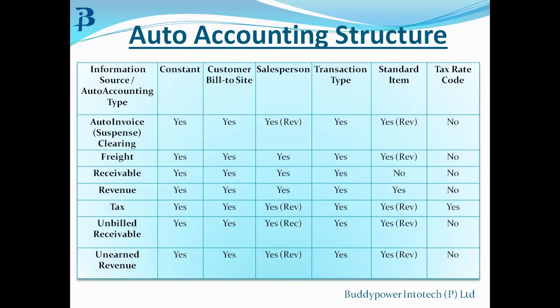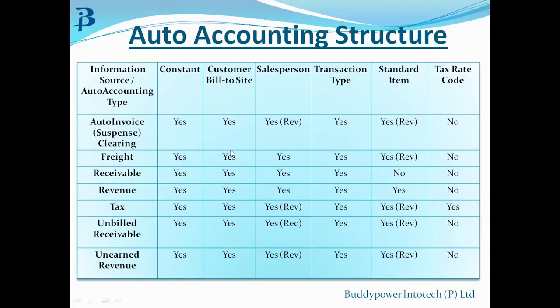So this was auto invoice clearing, and then you have your freight account, which controls the account in your general ledger to which you post your freight amounts. Your freight is all your transportation charges and so on, which are related to that. In that you can use a constant. A constant is a value which doesn't change, so it always remains constant.